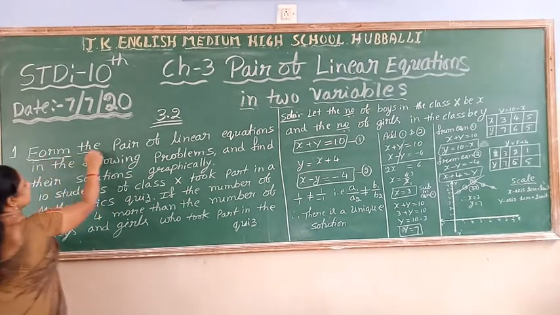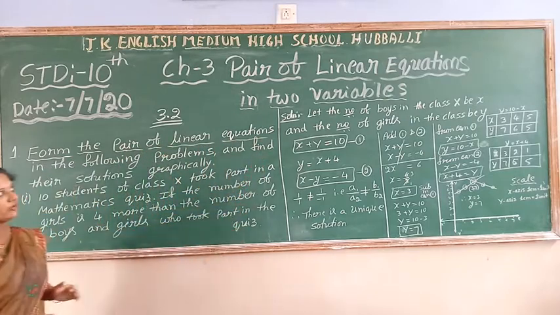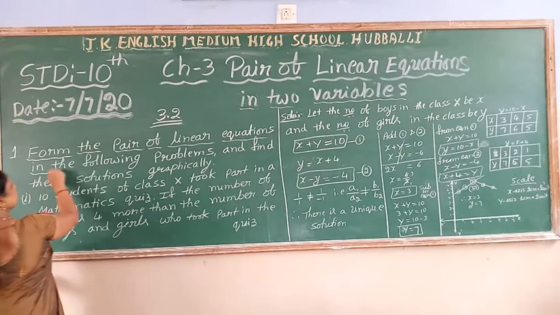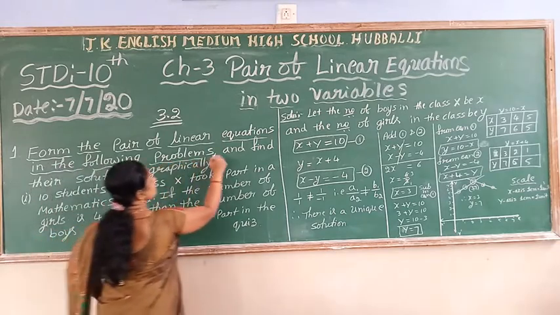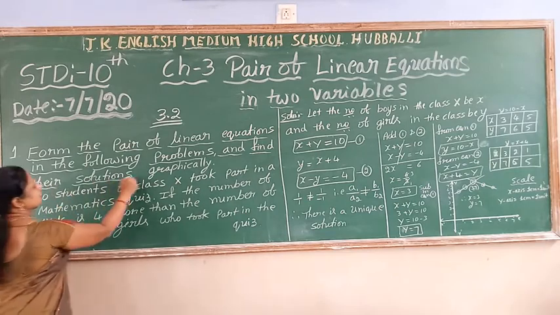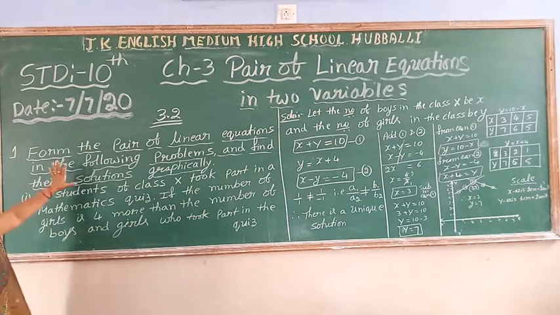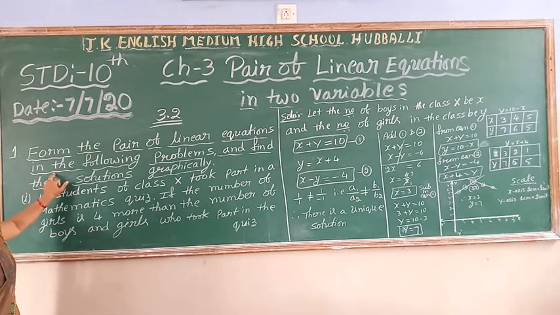This is the heading. Here in this heading 2 questions are there. Form the pair of linear equations in the following problems and find their solutions graphically. So now the method is same. In the same heading 2 questions are there, but I solved only one question. Form the pair of linear equations in the following problems and find their solutions graphically.